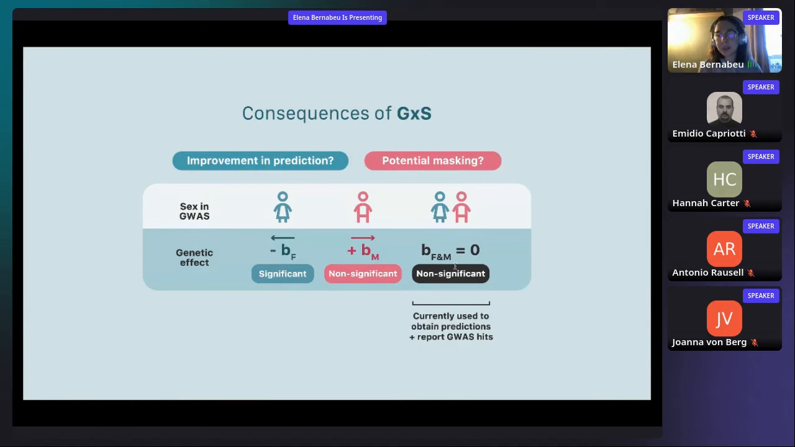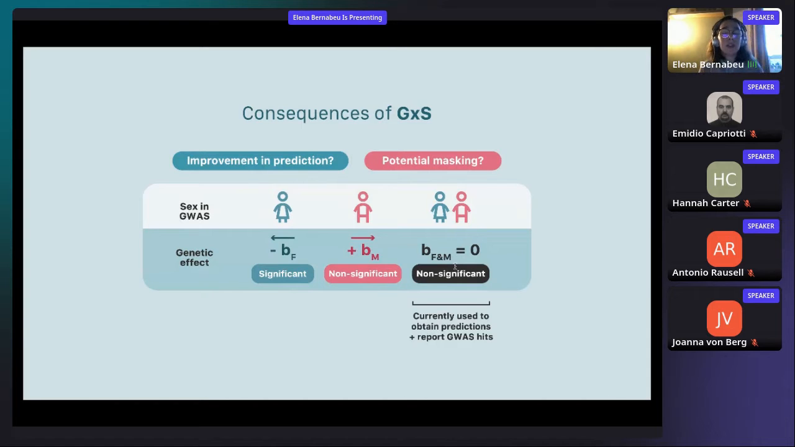So now that I've talked about that, we've seen that gene by sex exists. Now, what are the actual consequences of this? How can this affect our day-to-day GWAS analysis? Well, on one hand, you might not know, but genome-wide association studies are what underlie prediction or polygenic scores. So genome-wide association study effects or models are used to then intake new individuals. You take their genotype data, you just input them in your model, and you are able to obtain a prediction of the phenotype that you are studying.